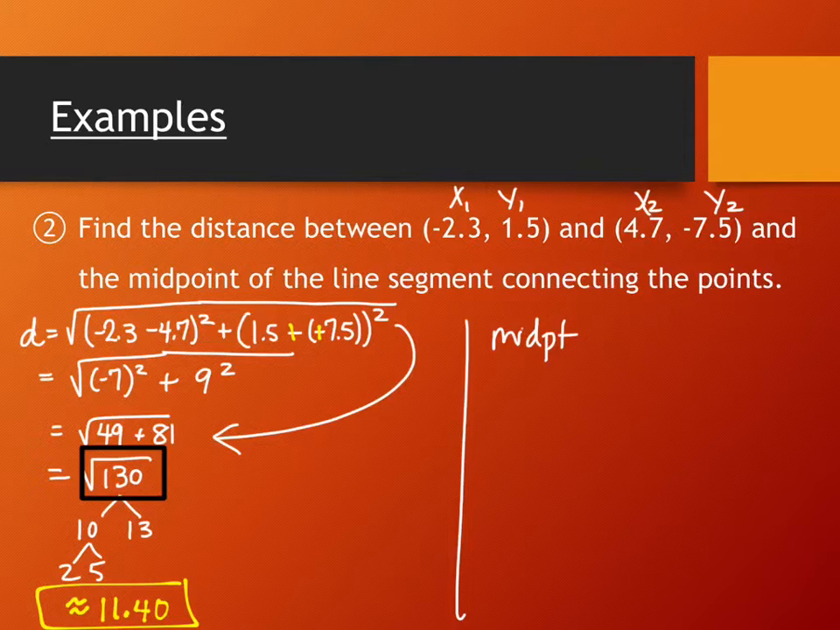Yeah. All right, so midpoint, we're going to be adding the values together. So I've got negative 2.3 plus 4.7 over 2, and 1.5 plus a negative 7.5. So this time they will actually end up being subtracted because it's plus a negative. Divide by 2.